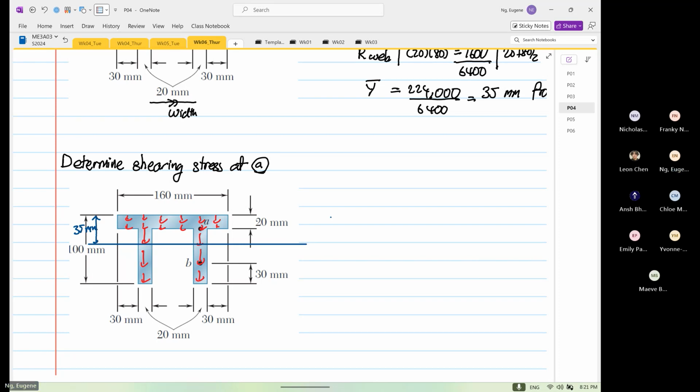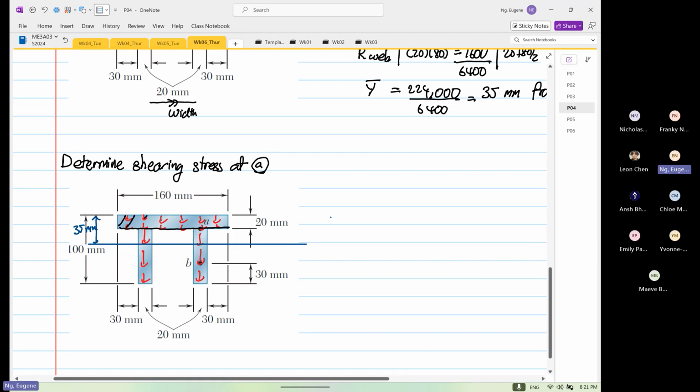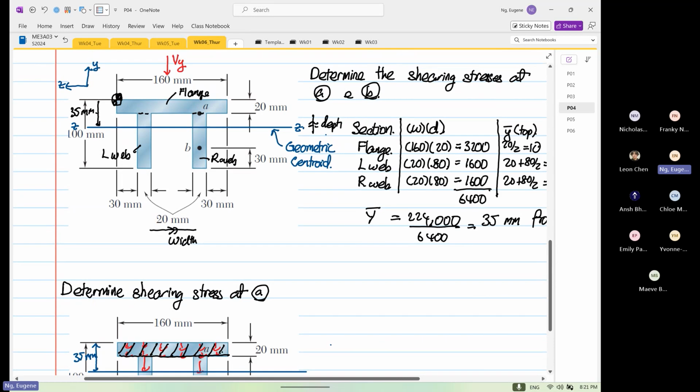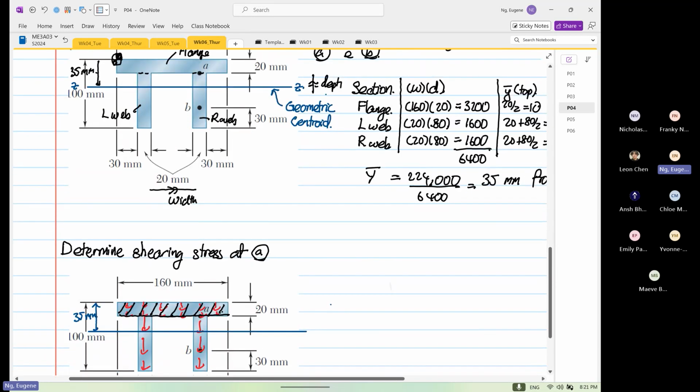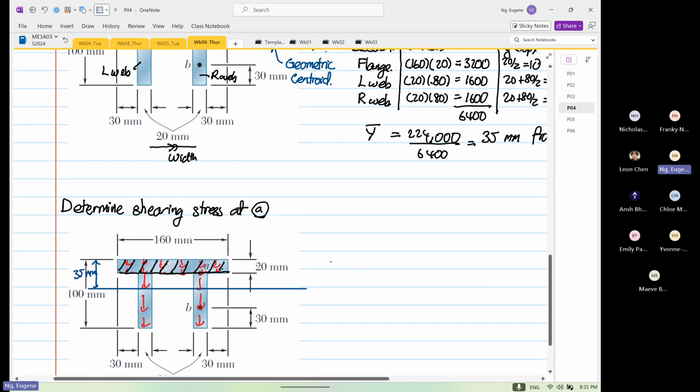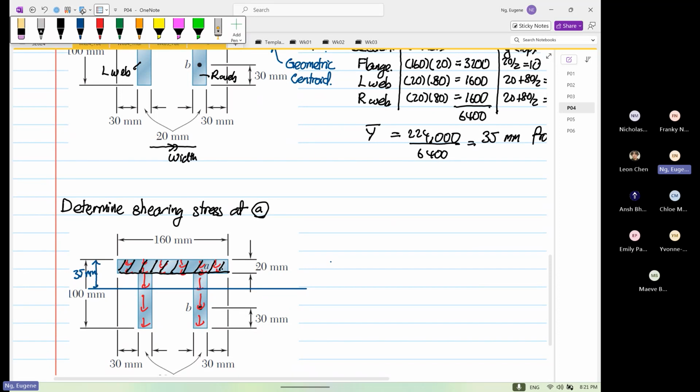Okay. So from here, at point A, the area of interest that we're going to use now is this area. This is the area of interest, because point A ends at the flange. If we look at point A, it ends here, right? So that's the area of interest. So when there's the area of interest, we know, right?